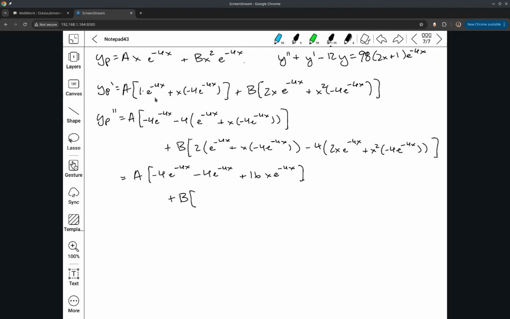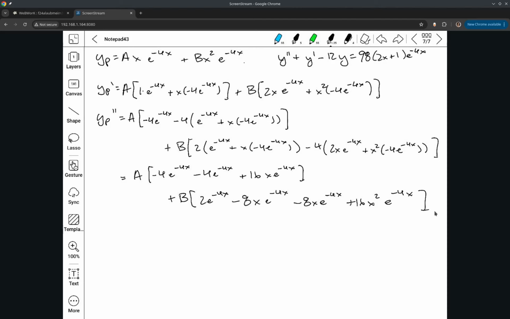Then I'm going to have 2 e to minus 4x. I'm distributing this 2 through. Minus 8x e to minus 4x, because 2 times minus 4 is minus 8. Next, I distribute this minus 4 times 2, I get minus 8x e to minus 4x plus 16x squared e to minus 4x. Again, because this minus 4 times minus 4 gives me positive 16.